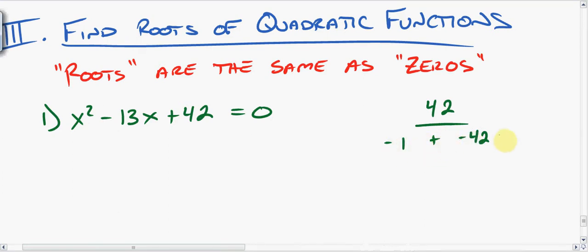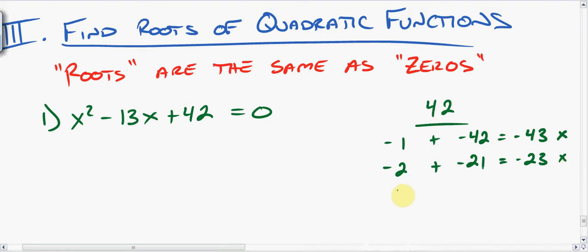Negative 1 plus negative 42 gives me negative 43. Negative 43 is not the number I'm looking for. I'm looking for negative 13. So those factors didn't work. Let's try 2. 2 goes into 42 21 times. Both factors are negative. Negative 2 times negative 21 is positive 42. Add these two numbers together, and I get negative 23. Still not negative 13, but I'm getting closer. I went from negative 43 to negative 23.